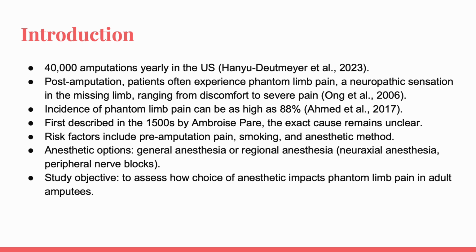Originally discovered in the 1500s and described by Ambrose, the exact cause is unknown. However, what is known are risk factors, which are smoking, pre-amputation pain, and the anesthetic method. For this presentation, the anesthetic options between general anesthesia and regional anesthesia are compared to assess their impact on a patient's risk of developing phantom limb pain.